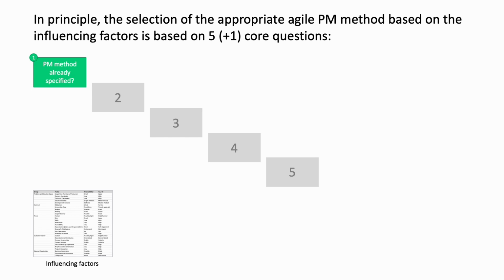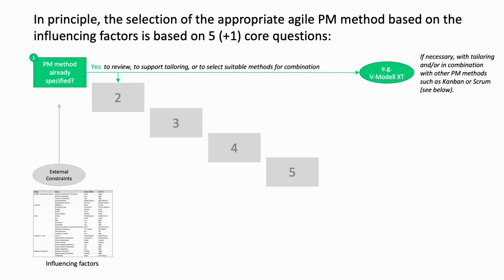With regard to the influencing factors, the question is therefore whether there is an external constraint for this. One example is the public sector in Germany, where the use of V-Model XT is set in all software projects. Other organizations may have set Scrum or SAFe as a corporate standard. If this is the case, that is, there are already specifications, an initial selection is no longer necessary, but we can still answer the further questions.